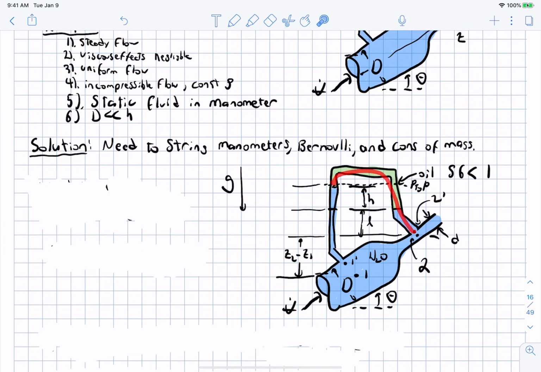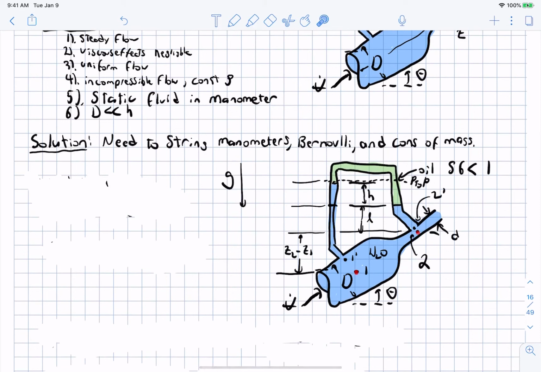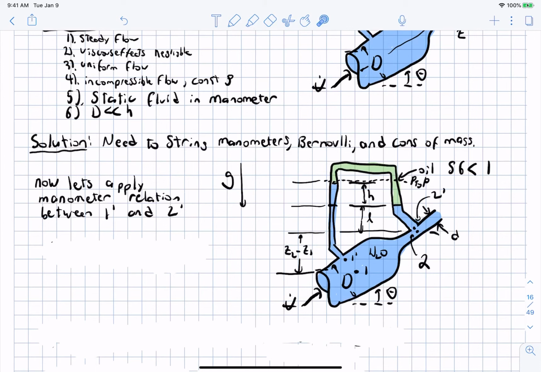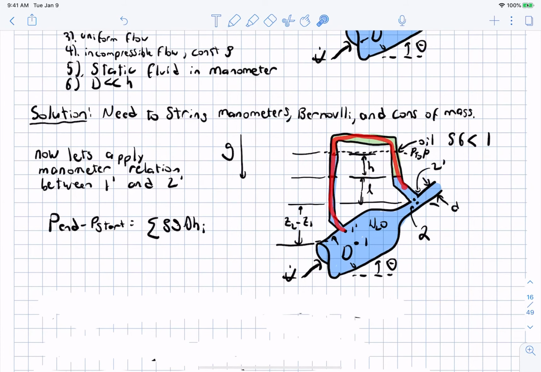And so I'm going to start with this loop here, and then we're going to use this assumption here to basically argue that the pressure difference between these 2 points here is the same as the pressure difference between these 2 points here that we actually want. And so we'll apply the manometer relations to find the pressure difference between point 2 prime and 1 prime, like I said before. The manometer relation states that P end minus P start is equal to the sum of the rho G delta H's. And now remember that delta H for a manometer is negative if you're going against gravity in a portion of the loop, and it's positive if you are going in the direction of gravity for another portion of the loop. And our loop will start at point 1 prime and it will end at point 2 prime.